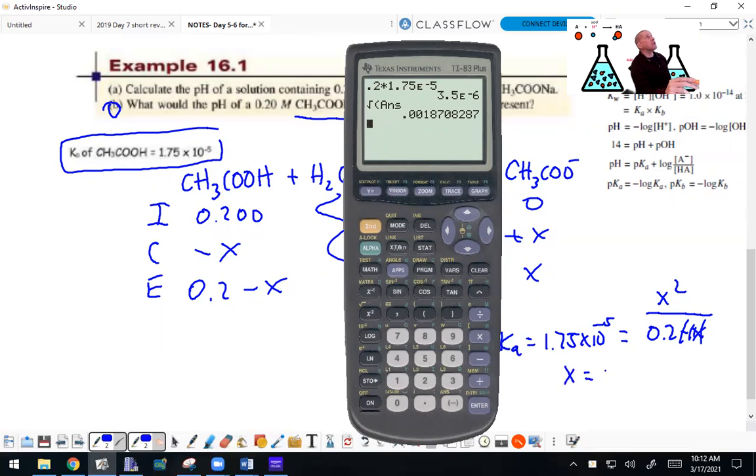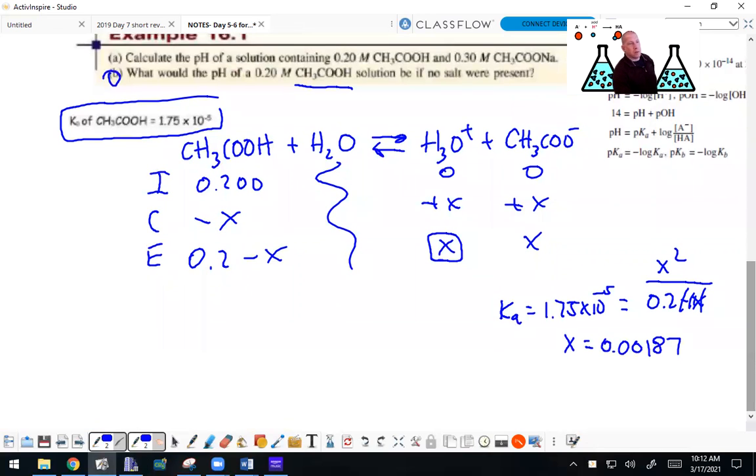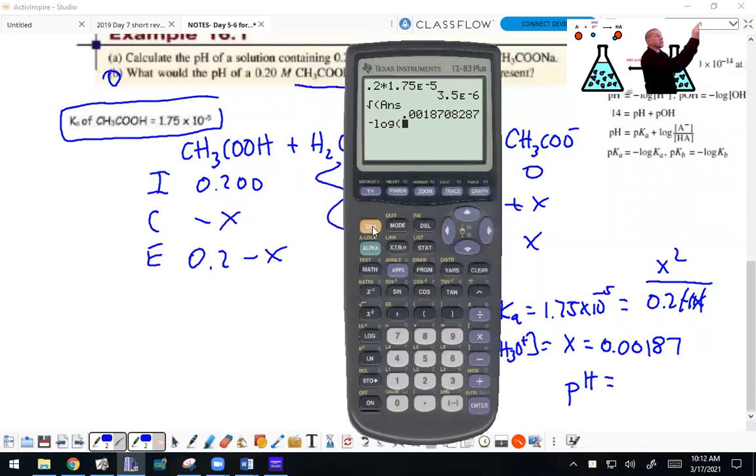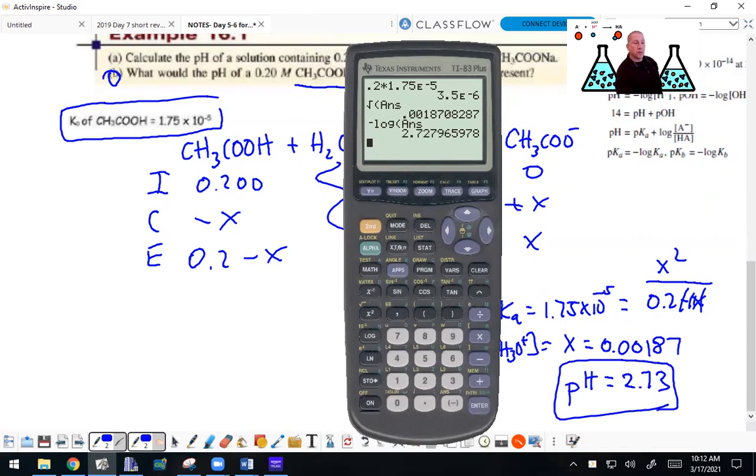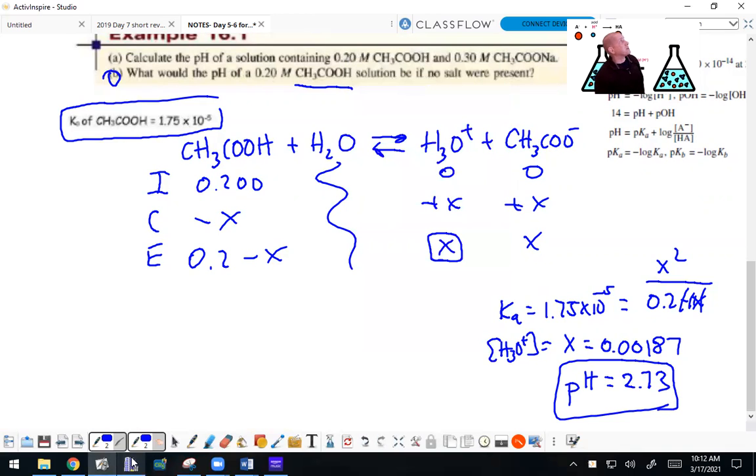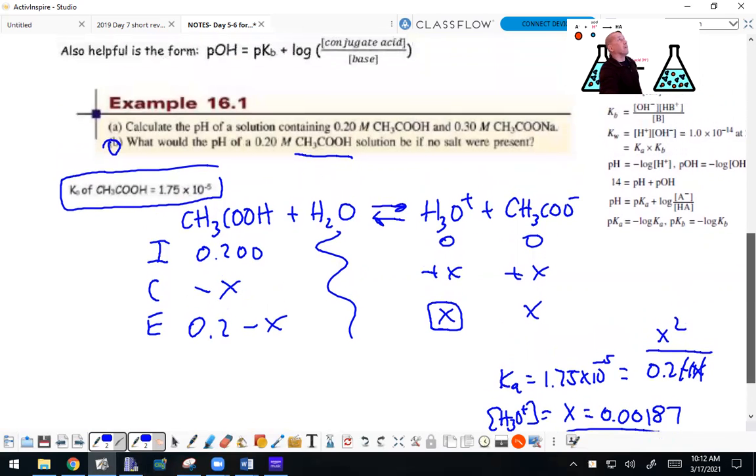So x equals 0.00187. And then that is equal to the H3O plus, which then we can find the pH, negative log. So negative log of our answer there, and we get a pH of 2.73. So if you have a 0.2 molar solution of acetic acid, the pH is going to be equal to 2.73. That's part B. All right, let's look at part A now.